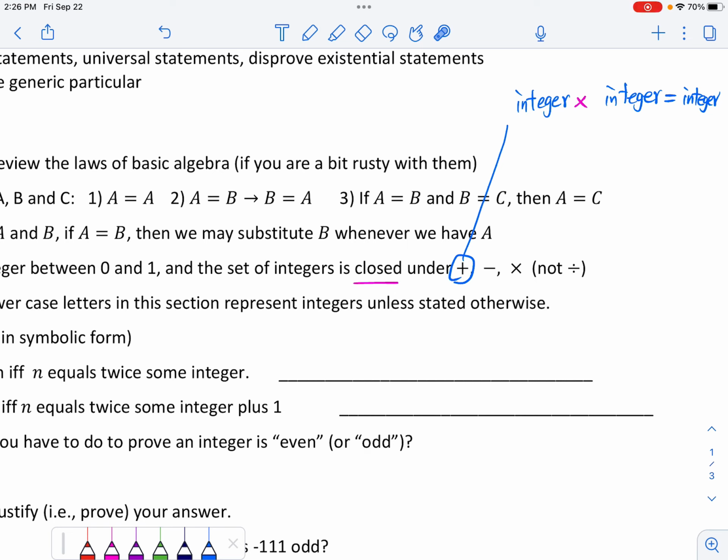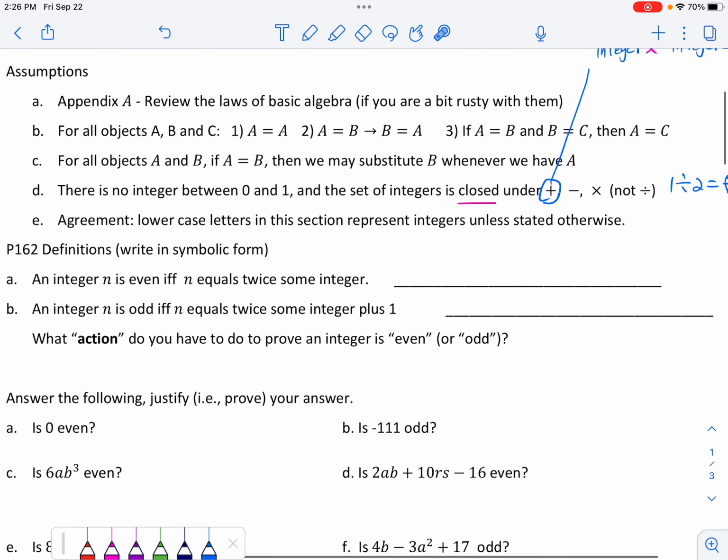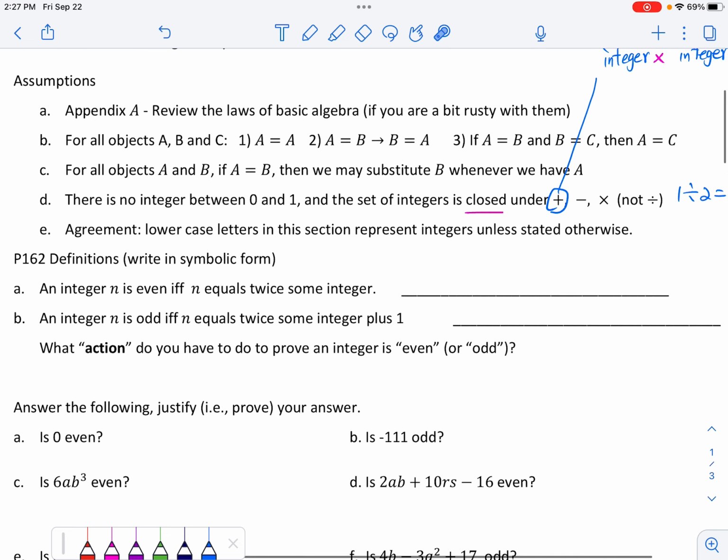This closure property is not true for division, because obviously 1 divided by 2, which is 1/2, or 0.5, is no longer an integer. So the integers are not closed under division. And let's make another agreement here: unless specifically stated otherwise, all lowercase letters in this section, actually in most sections in this chapter, will by default represent integers. Okay, those are the agreements that we want to make.